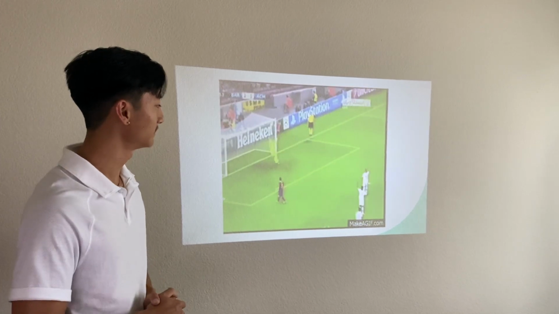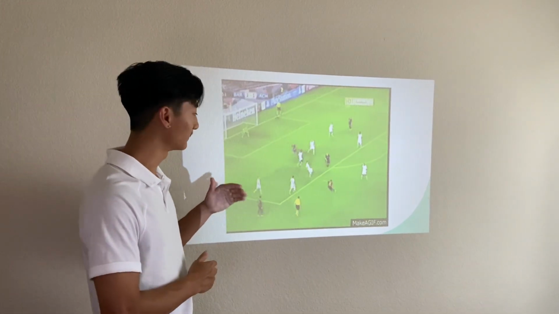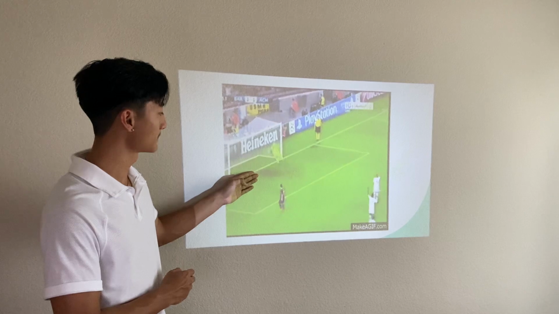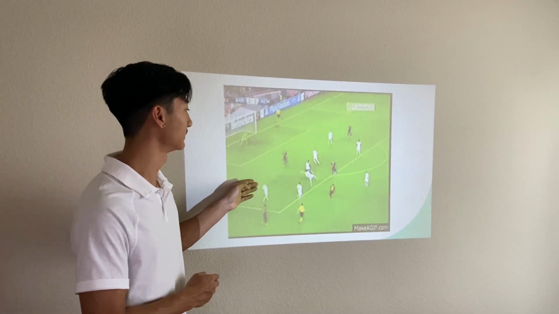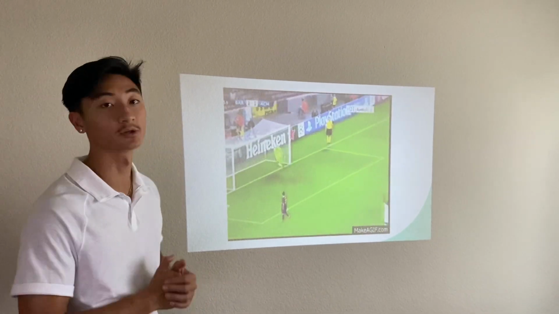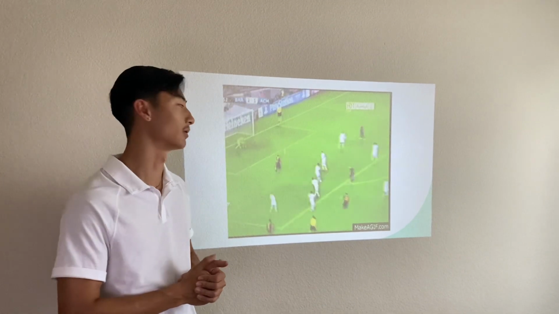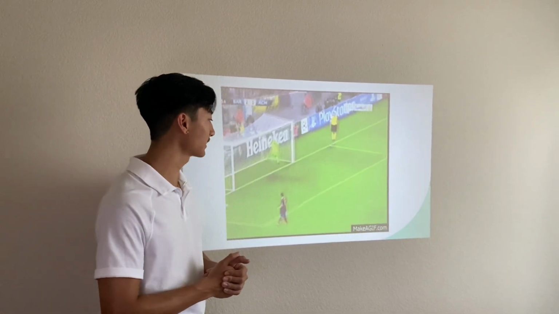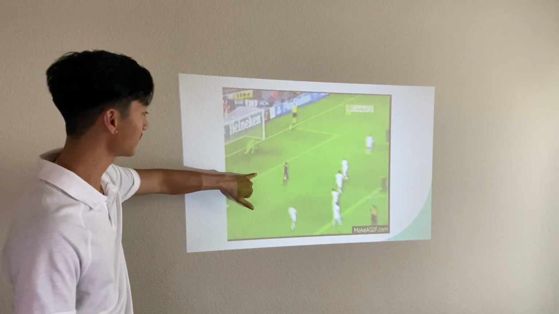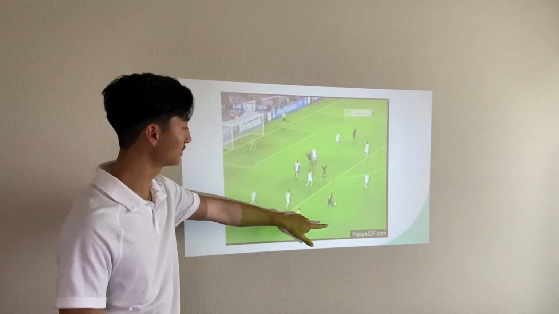In this example, a player named Lionel Messi is in the offsides position, even though he scored one of the most beautiful goals in football. When we take a closer look, he runs offsides before the ball has been played.